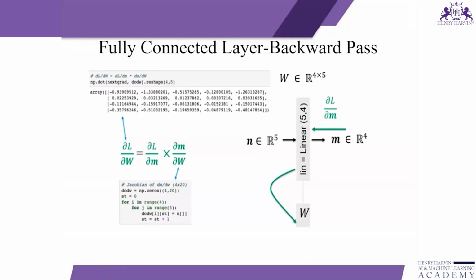So again, let me first write down the expression, because we will again invoke Jacobians, the Jacobians of ∂m/∂w. This time I will write it briefly. So we know that m1 is equal to n1 w11 plus up to n5 w15, right? So this is how we will be writing till m5, because we only have, sorry, m4, right?